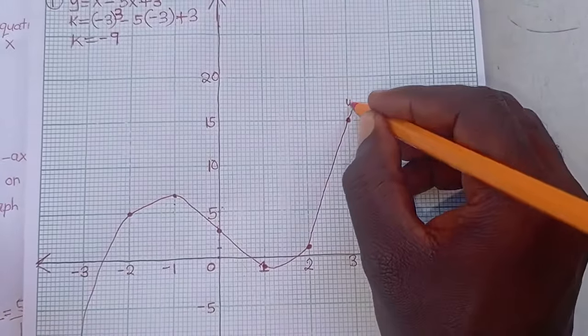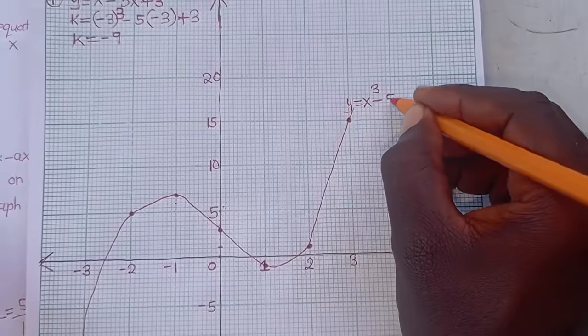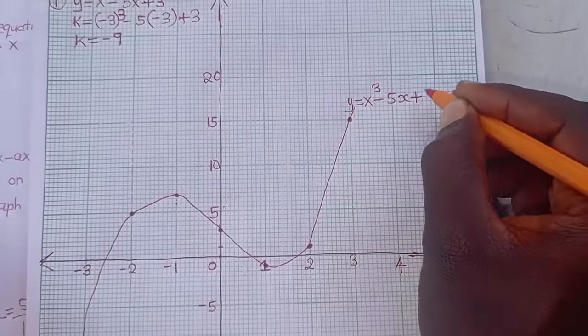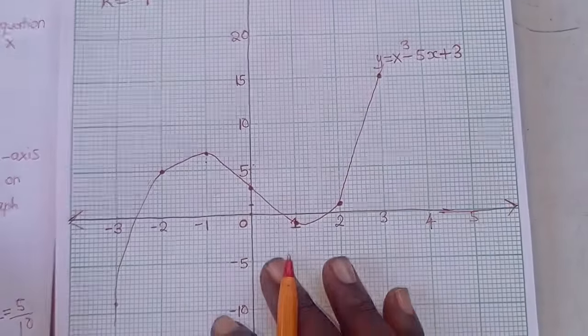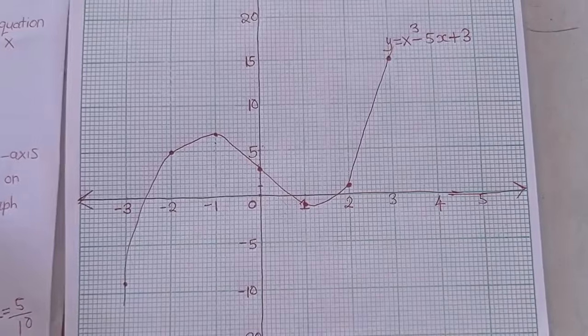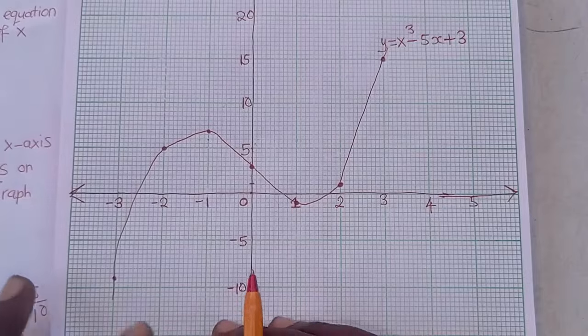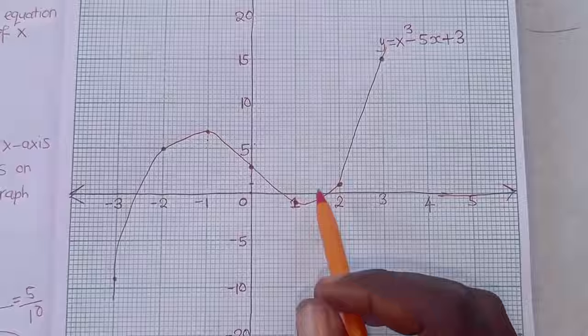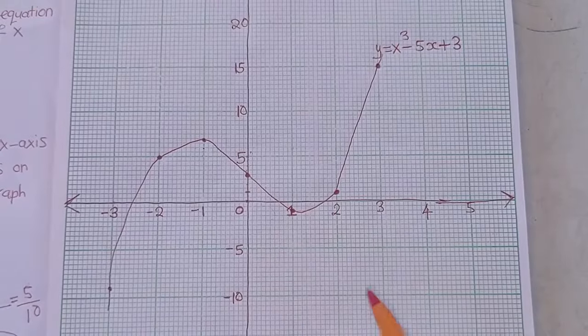So this is y is equal to x cubed minus 5x plus 3. This is what we are supposed to do. We are done. This is what some of you did, and I was very impressed by that. This is the answer, and these are the solutions. This is what you were supposed to do.